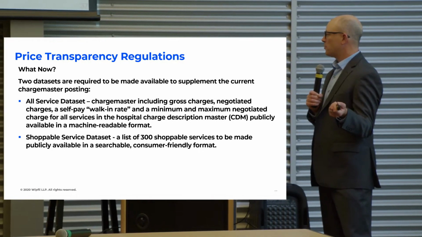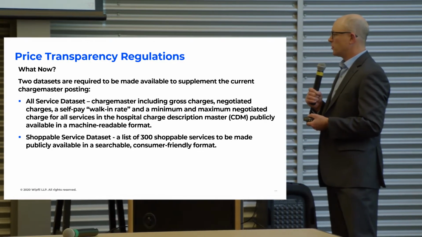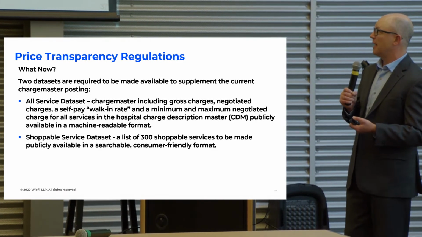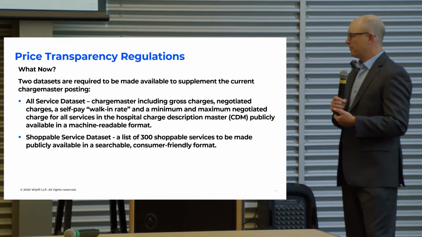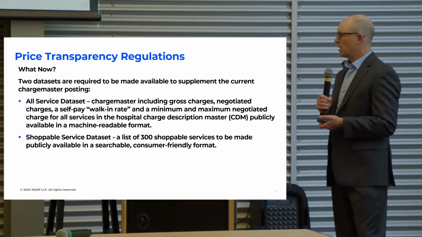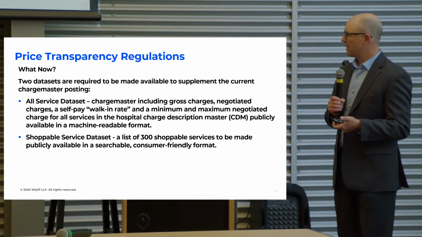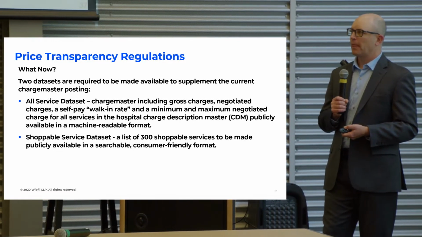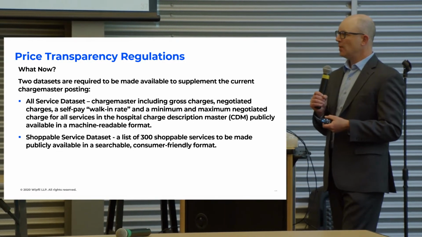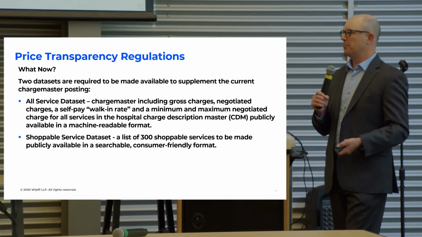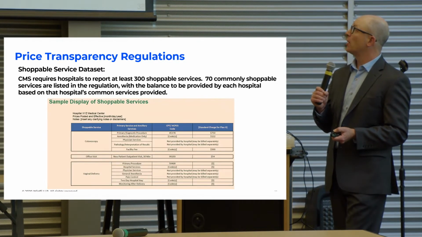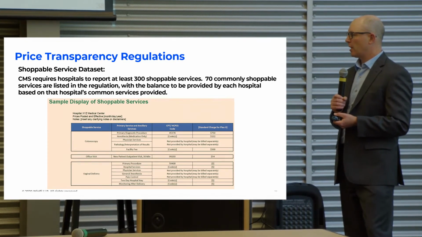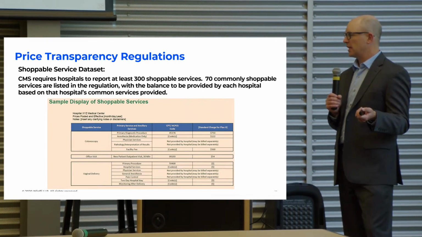So you have to prepare two different data sets. There's the all service data set and then the shoppable service data set. The all service data set includes gross charges for what the walk-in rate would be. And then the shoppable service data set is a list of 300 shoppable services. That's a mixture of 70 required ones, and then the rest of them can be filled out by some of the more popular ones at your facility.